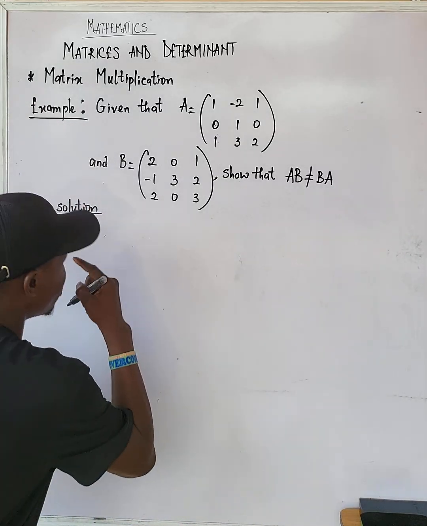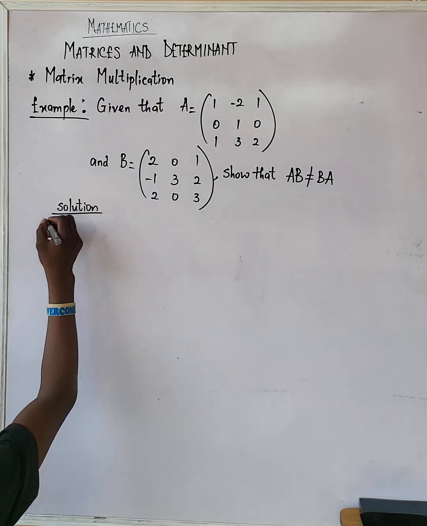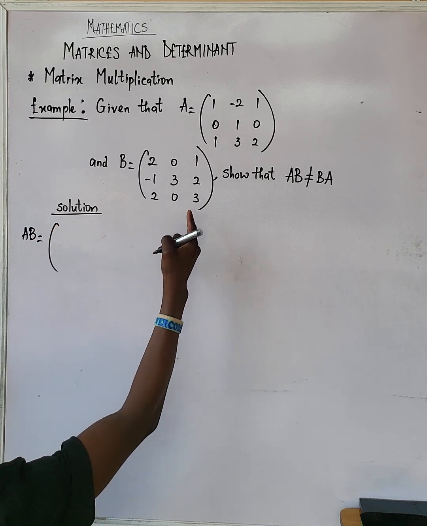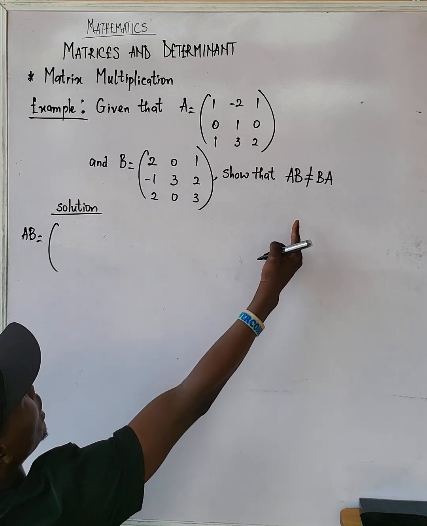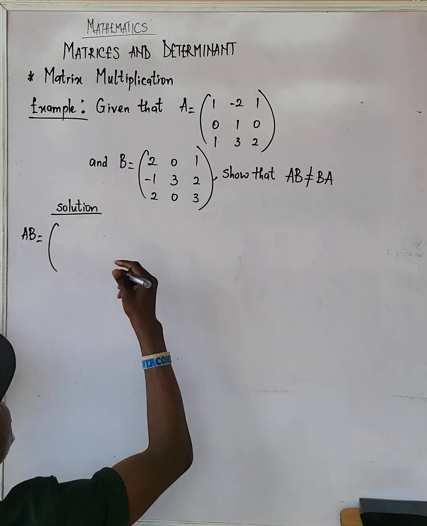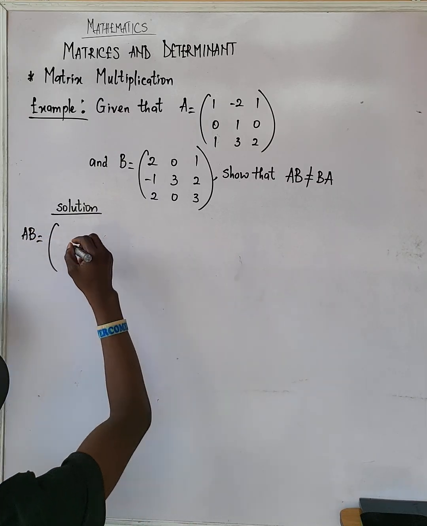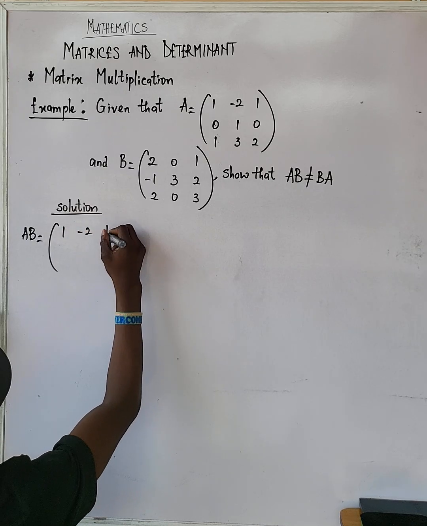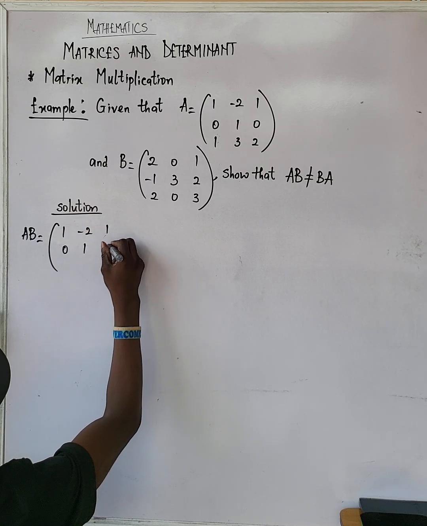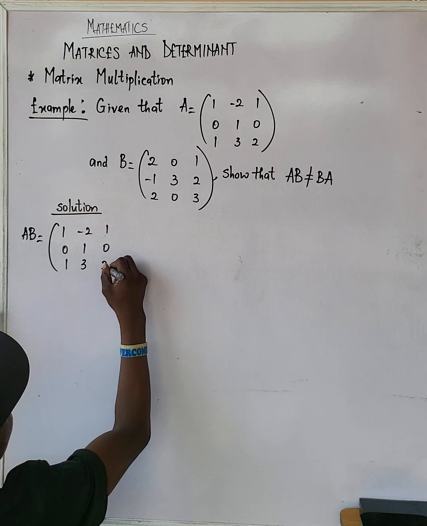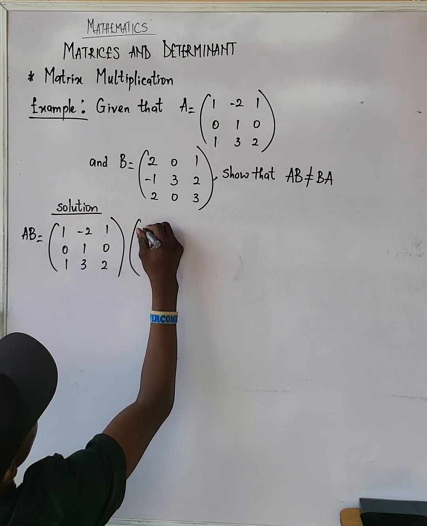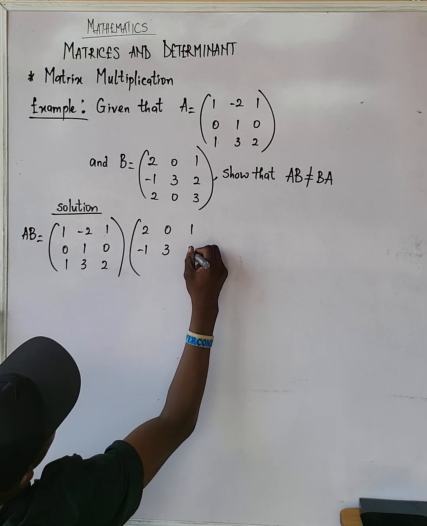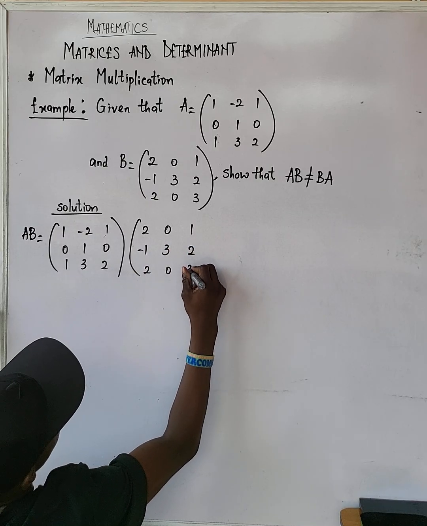Now, solution. I'm going for AB. Let me look for matrix AB. When they say matrix AB, meaning I'll write A before B. If you are doing for BA, you write matrix B first before A. So matrix A is 1 minus 2 1, 0 1 0, 1 3 2. Then matrix B is 2 0 1, minus 1 3 2, 2 0 3.